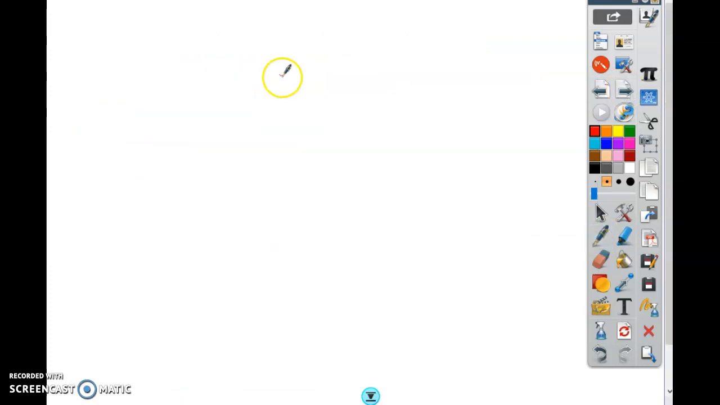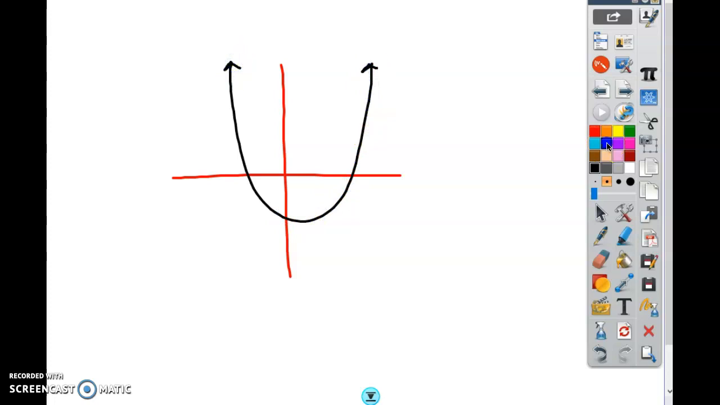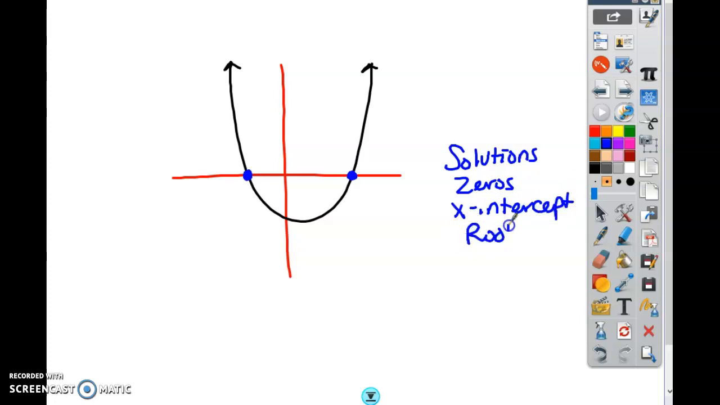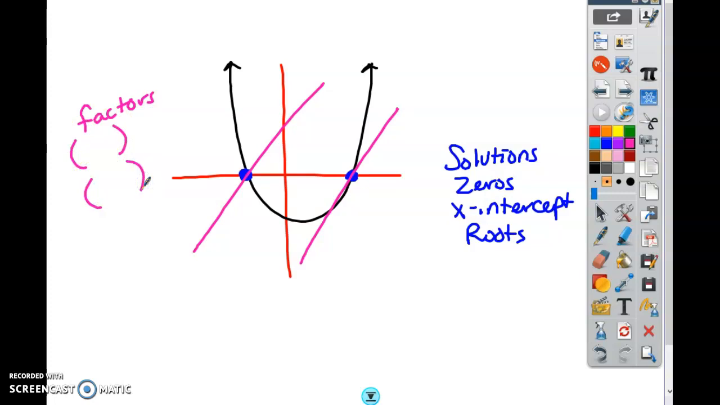Here's a refresher. Draw this on the back of your paper. This is a quadratic. These are my solutions. These are my zeros, x-intercepts, and roots. These right here are called solutions, zeros, roots, x-intercepts. And these are your factors. Factors go through the solution. And they look like this, right? So first we find the factors, then we find the solutions. Pause the video if I went too fast.